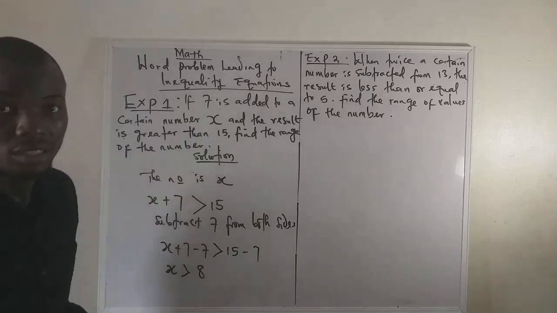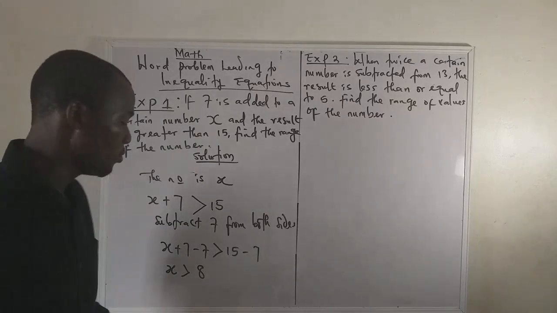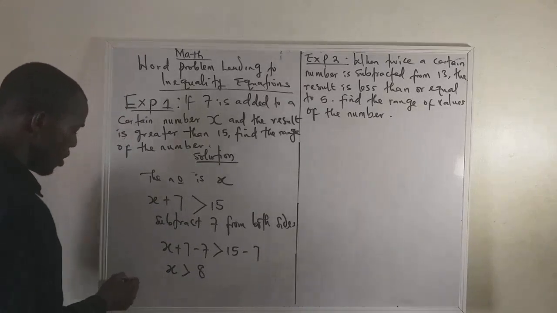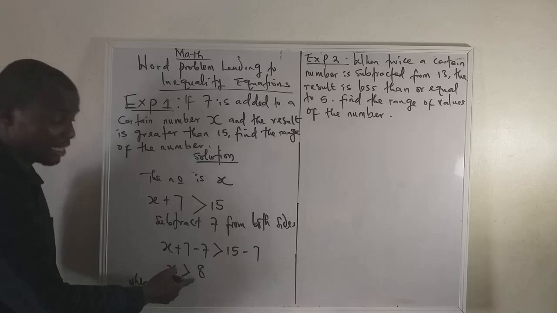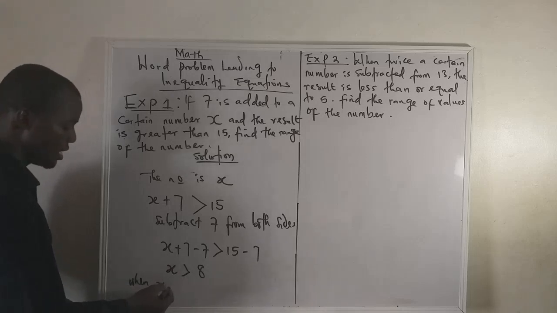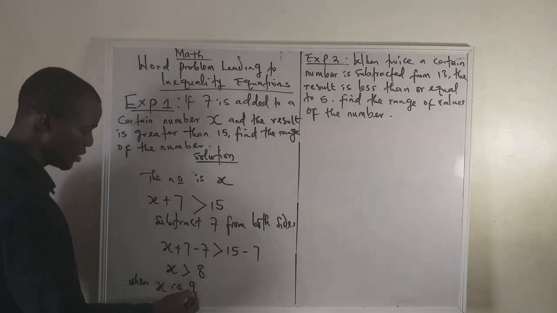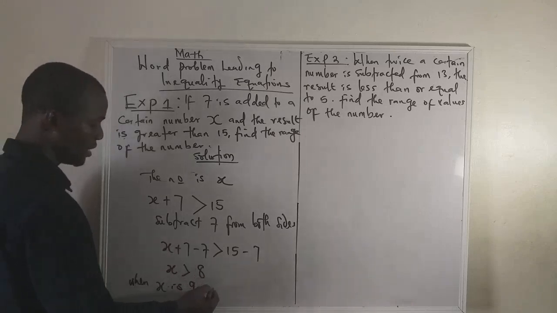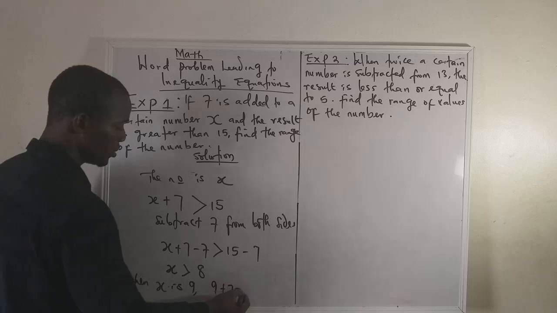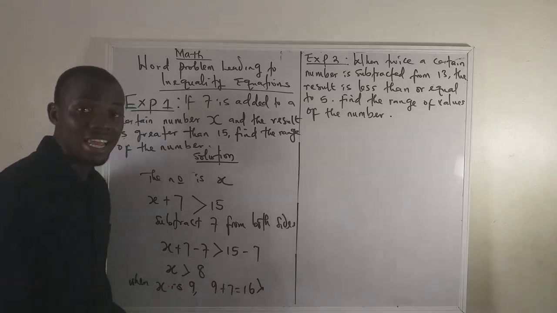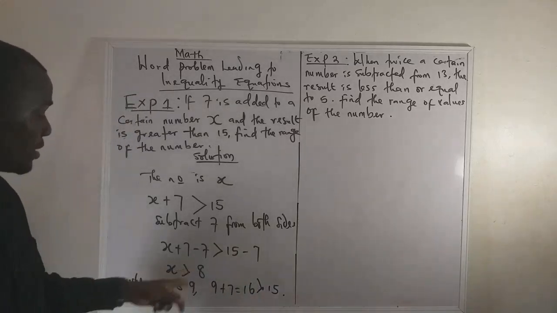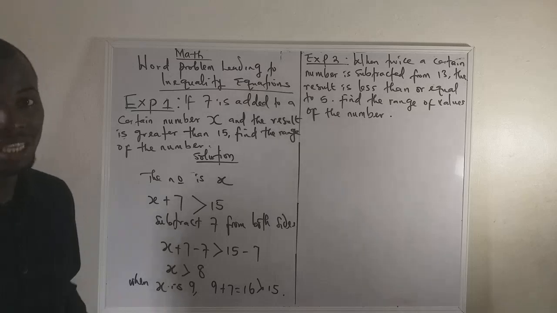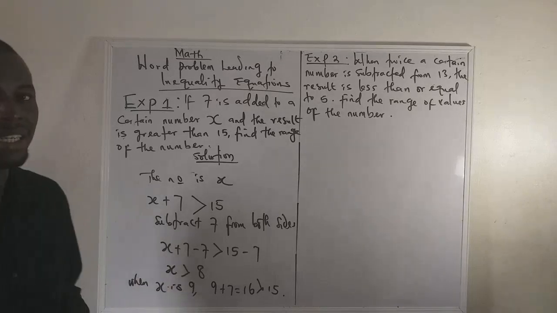Then that's our number. To check, because x must be greater than 8, when x is 9, we have 9 plus 7, which equals 16, and that is clearly greater than 15. You see that? So x must not be 8. x must be greater than 8.